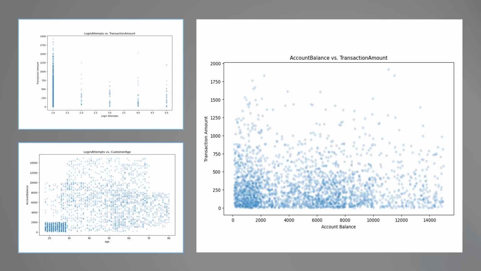Here we plotted some variables against each other. A particularly interesting one is the age versus account balance. I found it funny that the customers between ages 20 and 30, for the most part, tend to have the lowest account balance. I guess we've all been there, right? The big one on the right here, account balance versus transaction amount, is actually pretty interesting. It shows all the data points with their transactions on the y-axis and account balances on the x-axis.